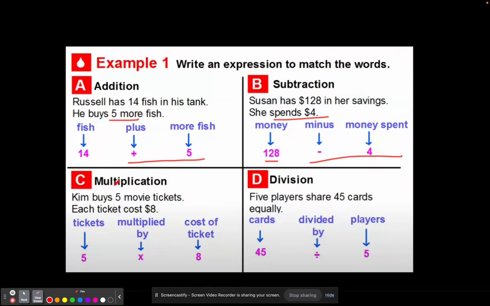Kim buys 5 movie tickets. Here you go, you got 5. Each ticket costs $8. When you hear the word each, that means you're multiplying, right? Each costs $8. So you're taking each of those tickets and multiplying it by the cost. And then the last one, 5 players share 45 cards equally, which is the same thing as saying you've got to divide it up. You're going to divide it equally, right, between those 5 players. So you've got your 45 and you're dividing it by 5 players equally. Okay. Screenshot it if you want to.